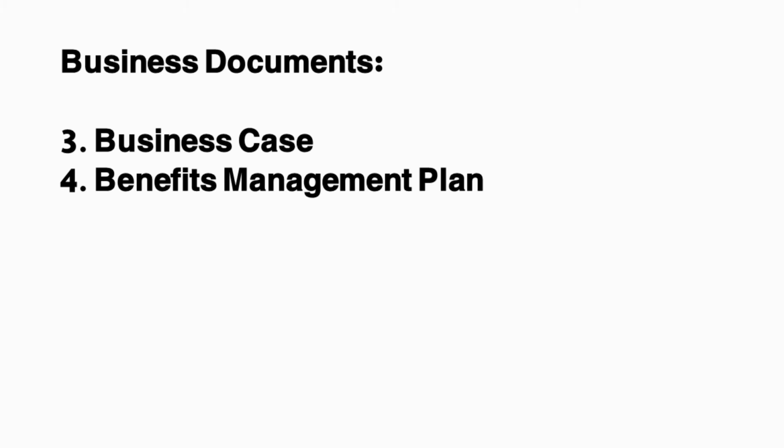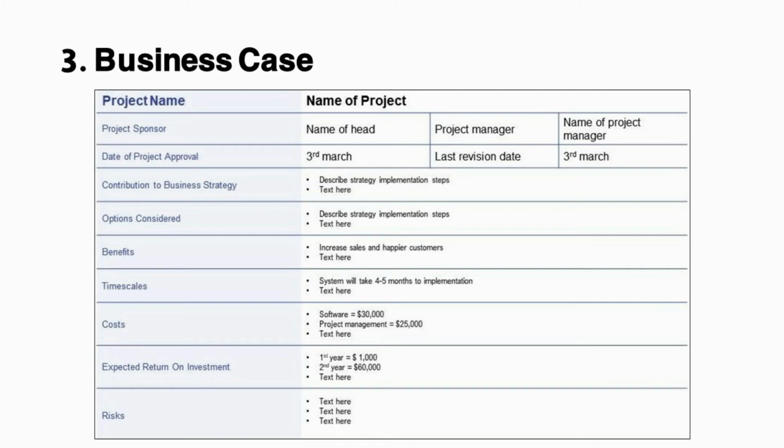Business documents. There are two common business documents used in project management: the business case and the benefit management plan. Business case. A business case provides justification for undertaking a project, program, or portfolio. It evaluates the benefit, cost, and risk of alternative options and provides a rationale for the preferred solution.